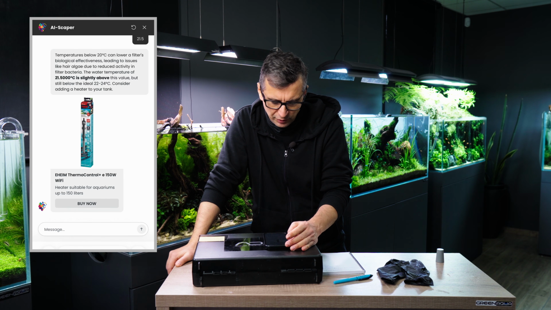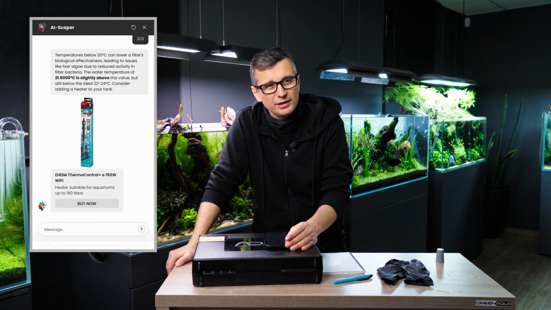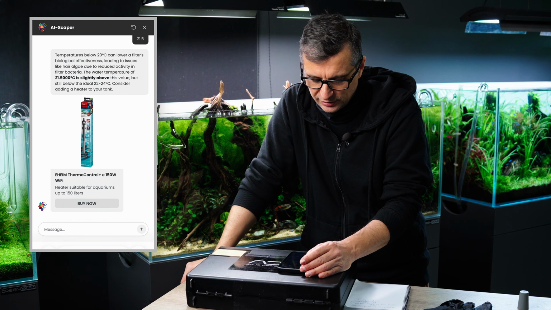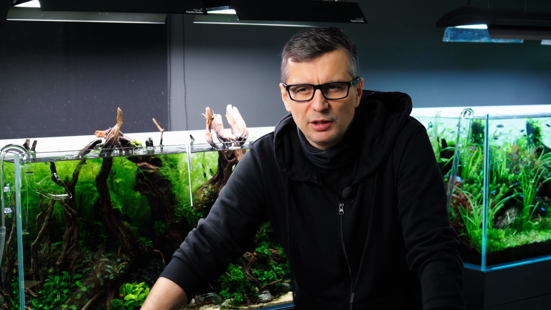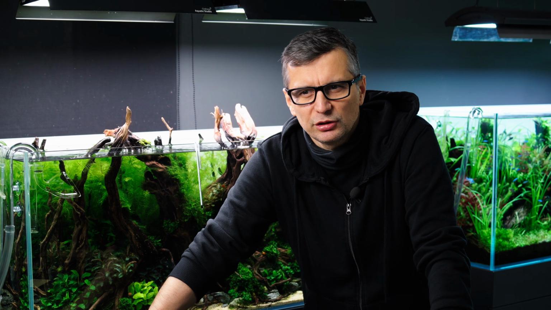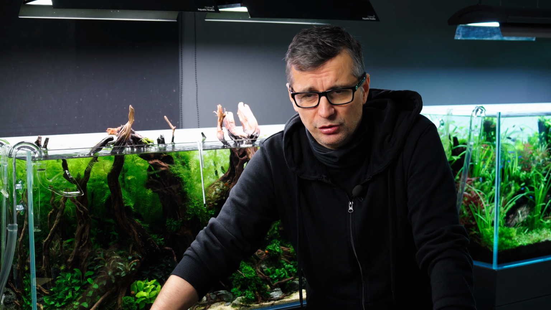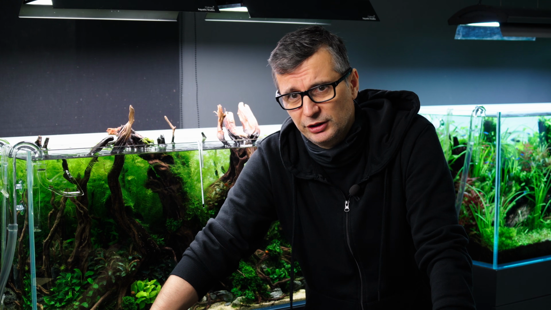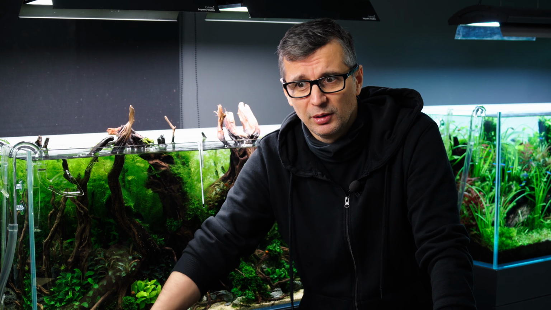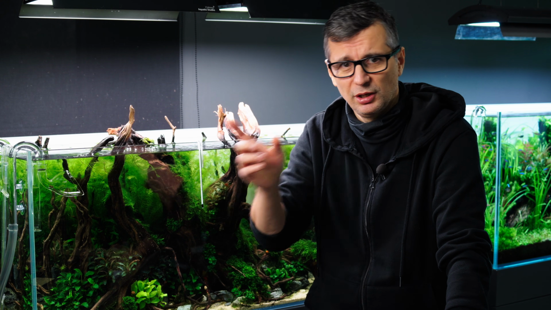25.5 is slightly above this value, but it's below the ideal 22-24. So it's suggesting me to use the heater. Even though we installed the heater, that does not do its job perfectly. So it's actually heating the water, so it has 23 degrees when it enters the aquarium, but the aquarium evaporation and the environment is cooling it down. So I'm not happy about the temperature of this.